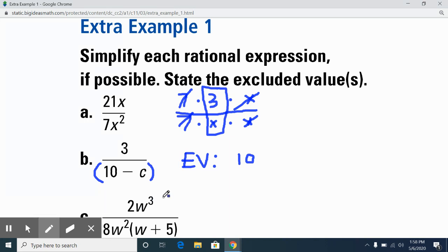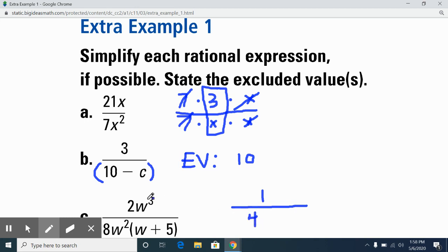So 2w to the third and 8w squared. See how I have this w plus 5 in parentheses, and I don't have one up here? I have no w plus 5 up here. I already know that I can't do anything with this. I can't simplify this at all. I'm going to focus on the 2w to the third over the 8w to the second. And again, here's how I do this in my head. I'm going to look at my coefficients here, the 2 and the 8, and I know that 2 over 8 is really 1/4. So I'm going to start with that. I'm just going to make a fraction, and I'm going to say 1/4.